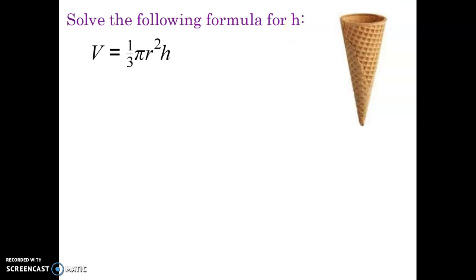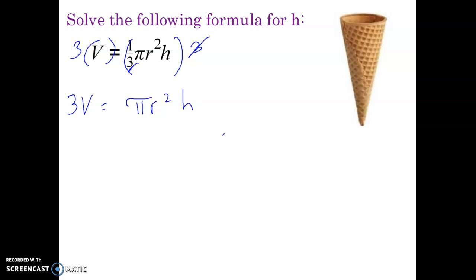So for this one, the best thing to do is to get rid of the fraction first. If you do not choose to get rid of the fraction first, you're going to end up with a complex fraction, and those are very hard to simplify. So much easier just to eliminate the fraction to start with. So to eliminate the fraction, I multiply by the denominator. Remember, we practiced this during our warm-up yesterday. So I'll multiply by 3 on both sides. These 3's will cancel out. So 3v equals pi r squared h.